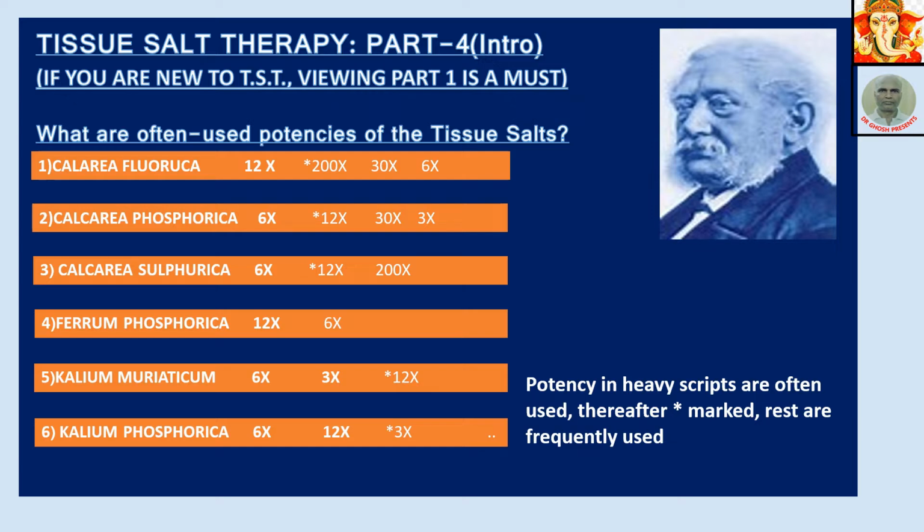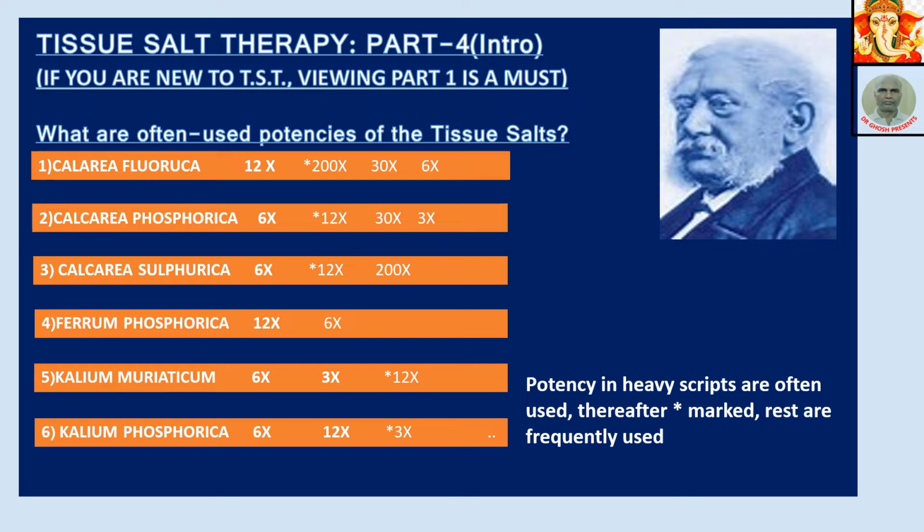What are the often used potencies in the tissue salt? On the right hand side, below the image of our founder Dr. Schussler, it is written that potency in heavy script are often used. Thereafter star marked and rest are frequently used. Now we just read the chart.